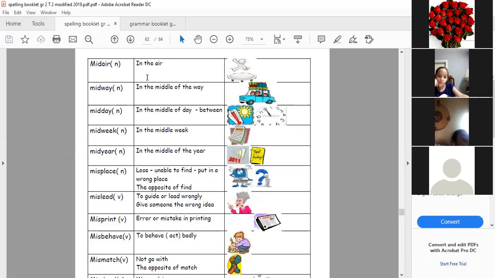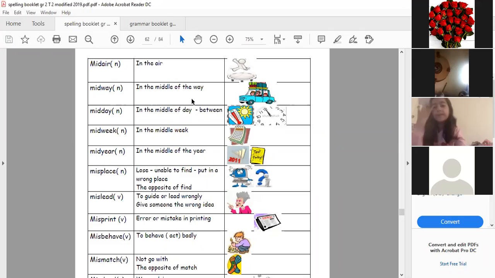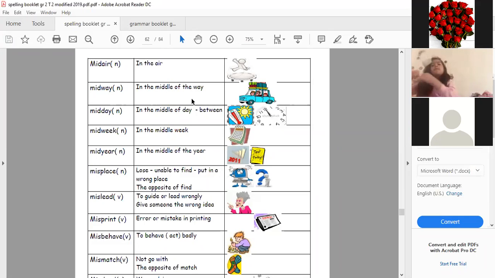Mid air means what, Maya? Mid air means what? In the air. In the air. Yeah. Midway, Yusra. Midway means what? Yusra, you listen to me? Yes, teacher. Midway means what? In the middle of the way. Excellent. Midway means in the middle of the way.